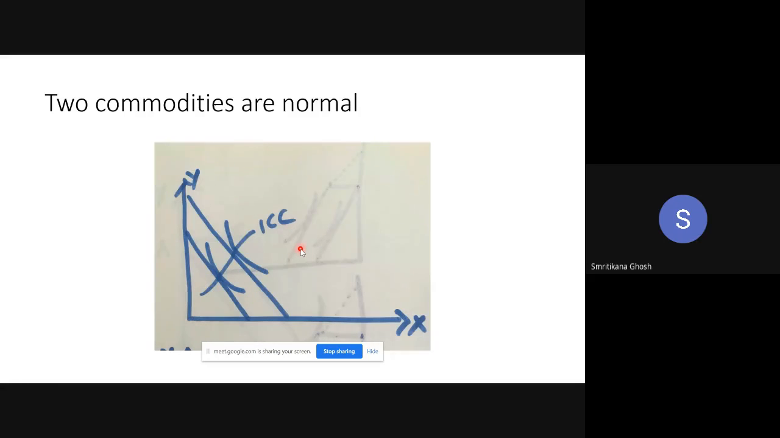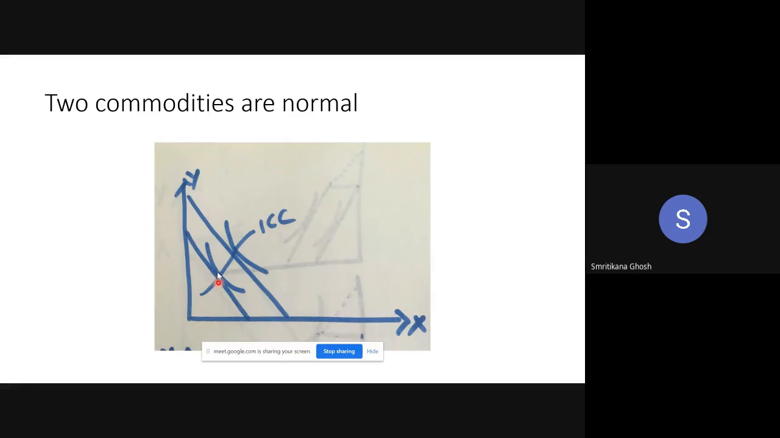Now, there is no particular shape of the ICC. It is not necessary that it will be a straight line. It will be a concave curve, it will be a convex curve? No, there is no such compulsion. But if two commodities are normal, then ICC is upward rising. Why? Because when the income is increasing, you know the definition of the normal good with respect to income elasticity. If income is increasing, the demand of those commodities is also increasing, right? So here, as your ICC is upward rising, you can easily say in this diagram, X and Y are normal goods.